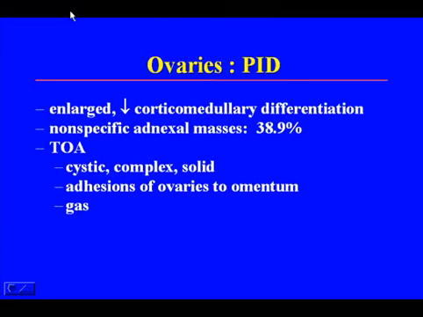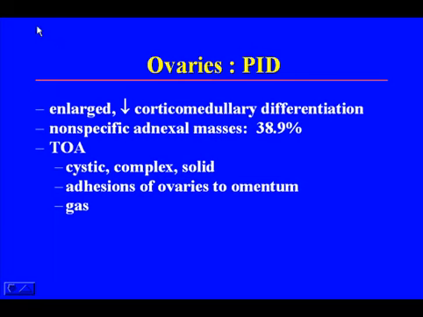Another cause of pain due to ovarian origin is pelvic inflammatory disease. Usually these ovaries are enlarged. They have decreased cortical medullary differentiation. The masses, when they do present as a mass, which are seen in 38.9% of the cases, are usually nonspecific.